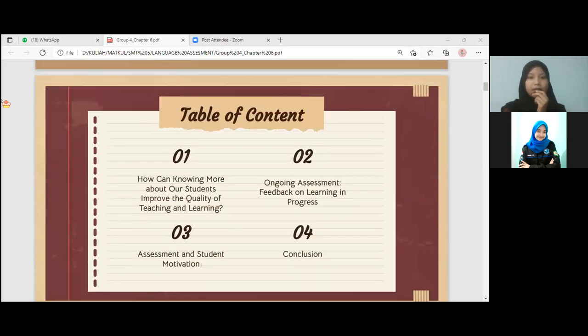Here are some materials that we are going to deliver today. The first is how can knowing more about our students improve the quality of teaching and learning? The second is ongoing assessment feedback on learning in progress. The third is assessment and student motivation. And the last one is conclusion.